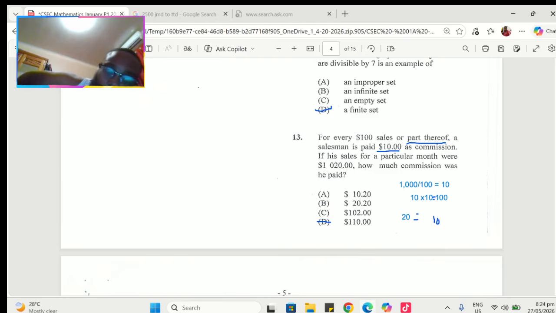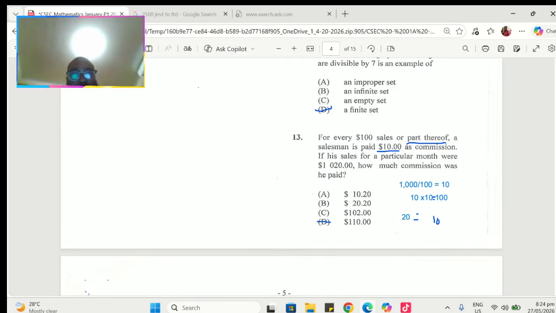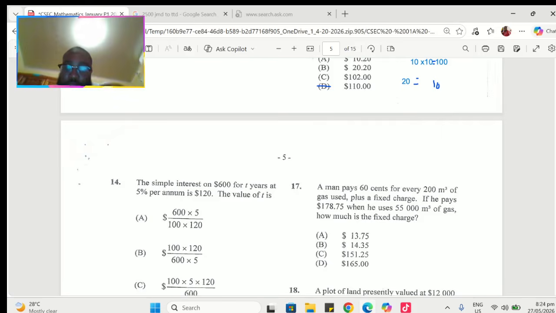Right? Because it didn't say to divide it by 100 or anything like that. They said every $100 sale or part thereof. If they didn't say the or part thereof, he would have just earned the $100. But because they said or part thereof, that $20 extra, which is part of 100, would have also earned them $10 in commission.